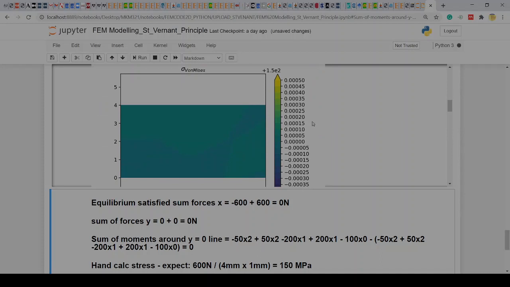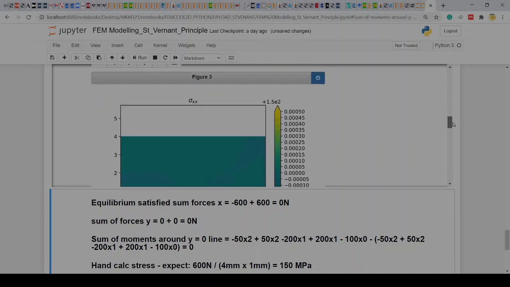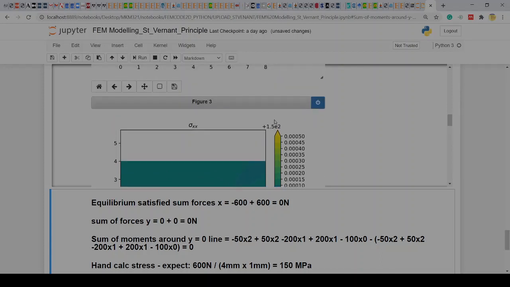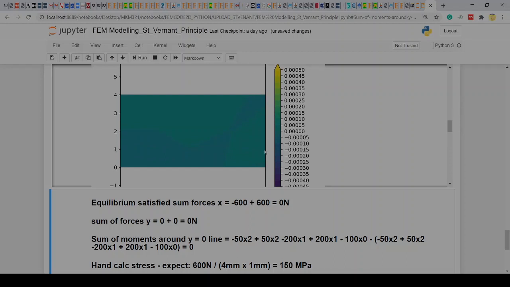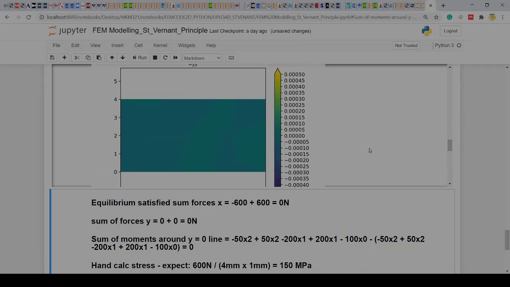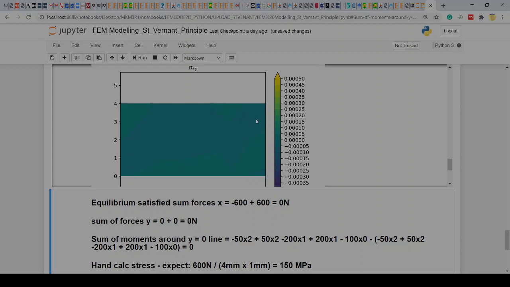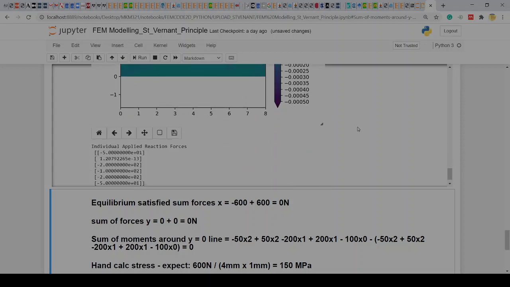So if we look at the Mises, 150 spot on, everywhere. Sigma xx, 150 everywhere. Spot on. Even closer where we apply the load is now accurate. Can you see that? That's now accurate, 150. So that's essentially 0.0002 plus 150. Very accurate. Next point, sigma yy, 0 everywhere. Very accurate. Even closer where we apply the load. Sigma xy, very accurate everywhere. Even closer where we apply the load. So that's important to understand.